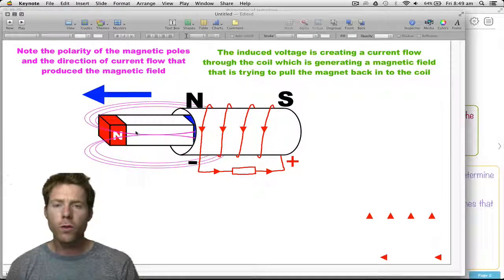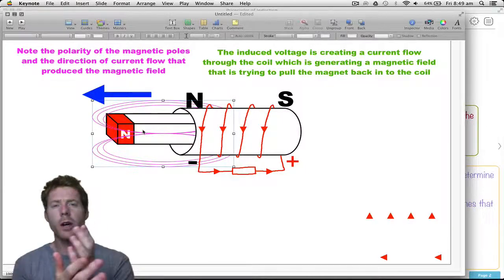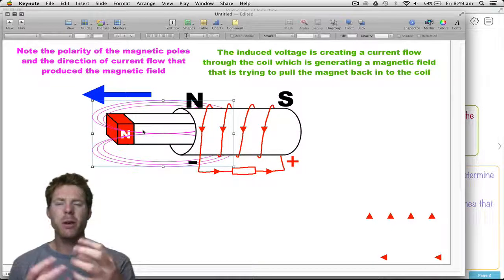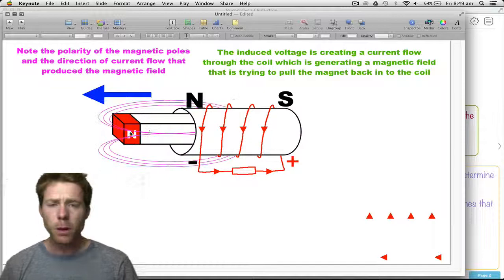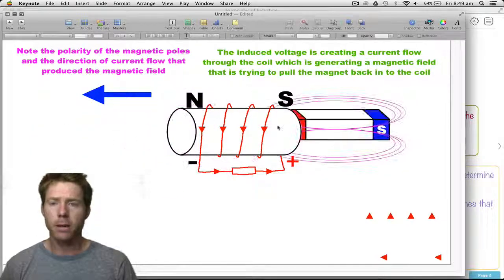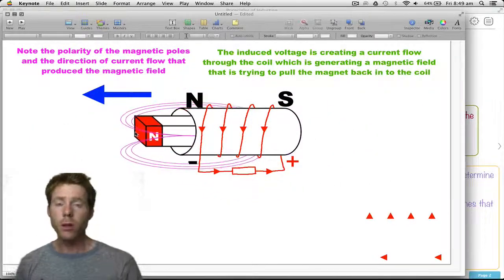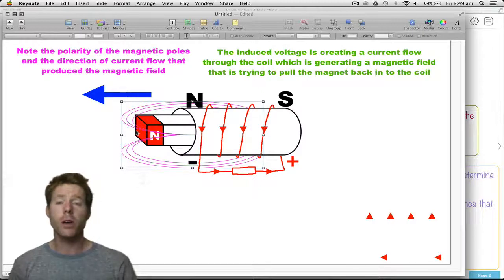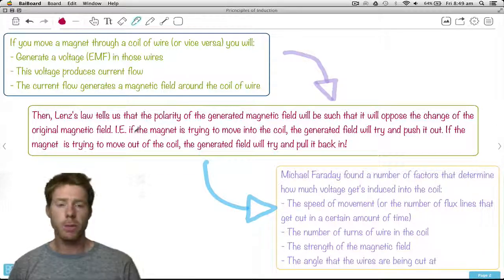With this one, if you move it really slow, you're cutting those wires really slow, so the amount of voltage you get is really small. But if you were to move it really fast like this, in and out, you're going to be cutting through a whole heap of wires really quickly. You get a bigger voltage. So the speed certainly plays a big part.